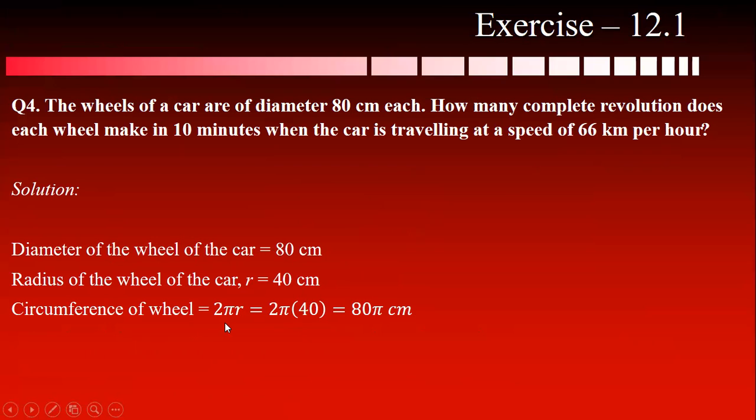Circumference of the wheel is 2 pi r. So we are not substituting pi for now, we'll just write it as 80 pi. How many complete revolutions? And speed is given to us. So how do we find the revolution? Why are we taking circumference?